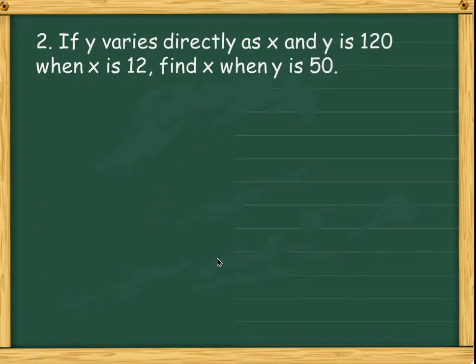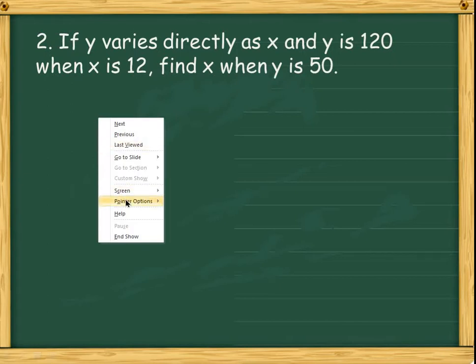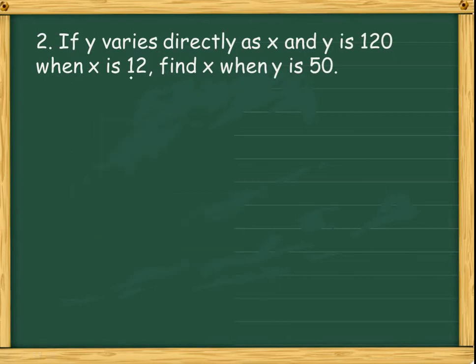Let's have item 2. If y varies directly as x and y is 120 when x is equals to 12, find x when y is equals to 50. So, kapares lang din. Same procedure. Translate lang natin muna itong statement na to na y varies directly as x as equation.